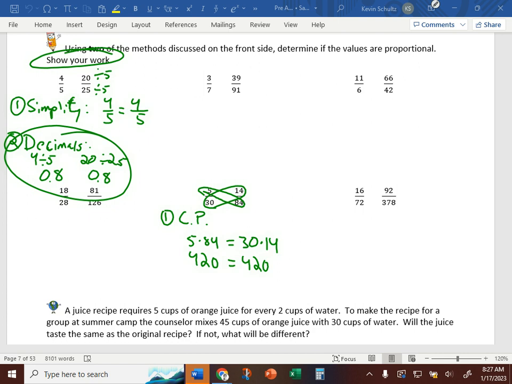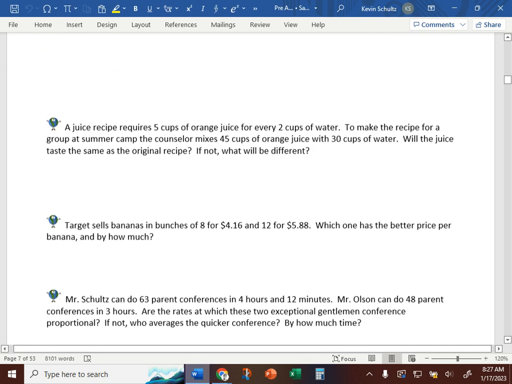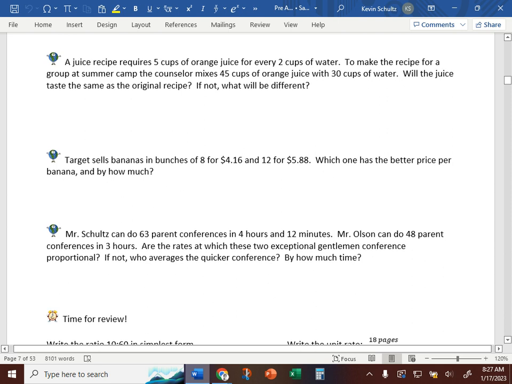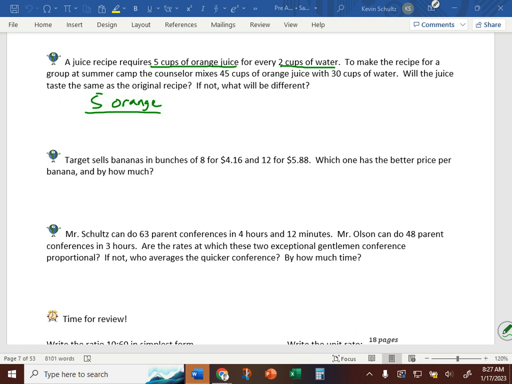Okay, the last 3. You get to set up and solve your own proportion. It says a juice recipe requires 5 cups of orange juice for every 2 cups of water. Look at this. 5 cups orange juice for every 2 cups water. That's our rate. That's our ratio. Okay, remember, ratios can be written as fractions. If you're using cross products to solve these, a fraction is a good way to write it. Written in fraction form here.